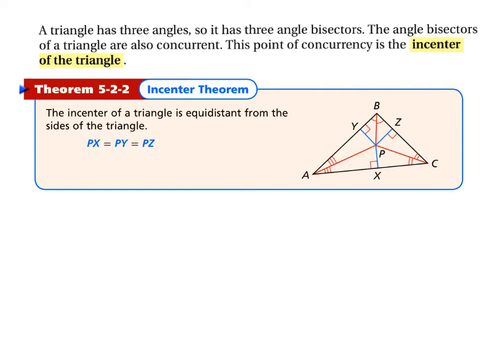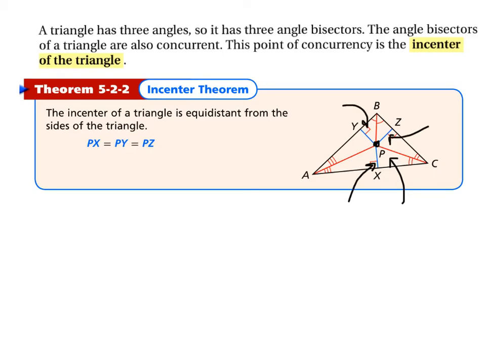We're talking about angle bisectors. The red segments represent the bisectors of each of our 3 angles of the triangle. So angles A, B, and C are all bisected. If we connect them, they all connect at point P. The incenter is that point. Now, it's equidistant from all the sides. So that means all of these blue sides are all equal.